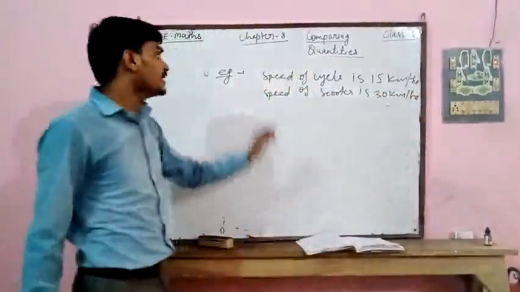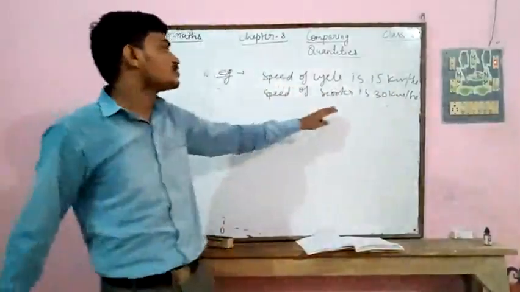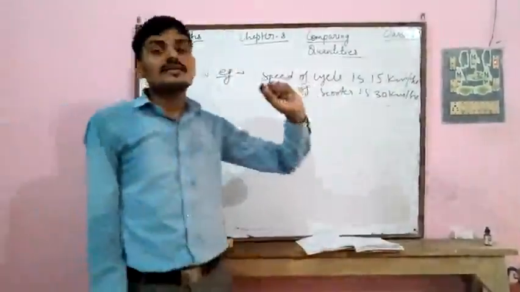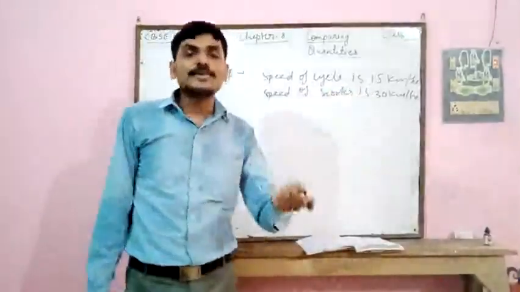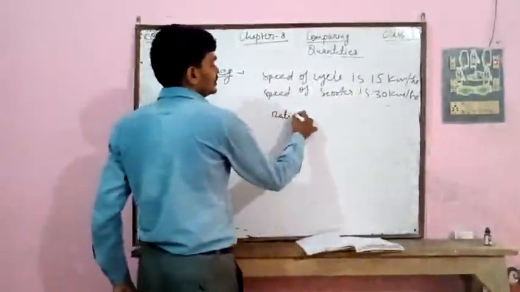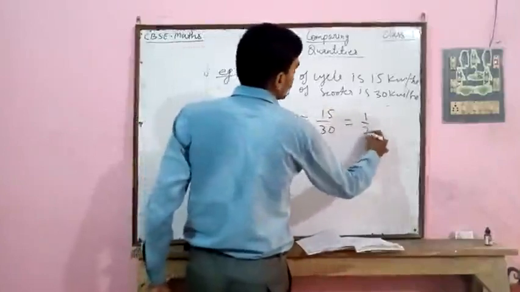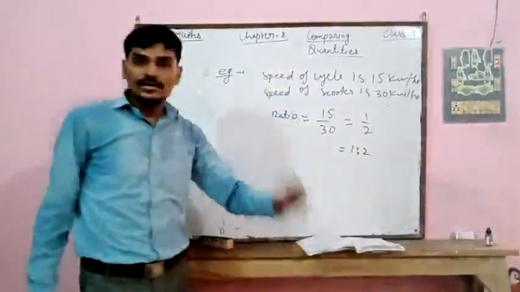It is given that the speed of the cycle is 15 km per hour and the speed of the scooter is 30 km per hour. Now, what is the ratio of the speed of cycle to the speed of scooter? The ratio will be just dividing these two, that is 1/2, equal to 1:2. This is the sign of ratio.